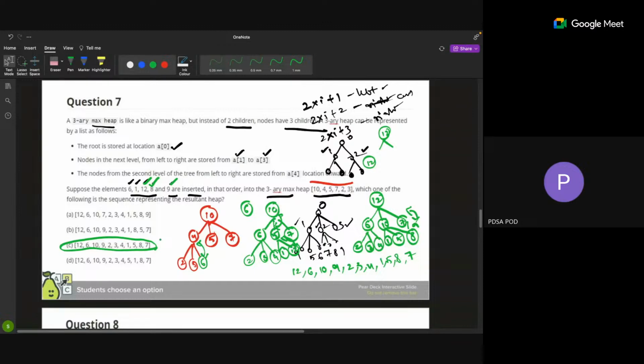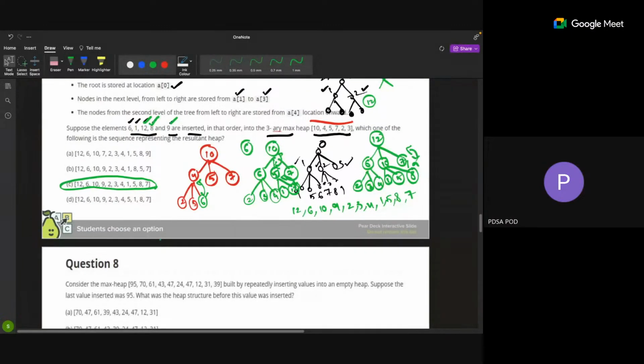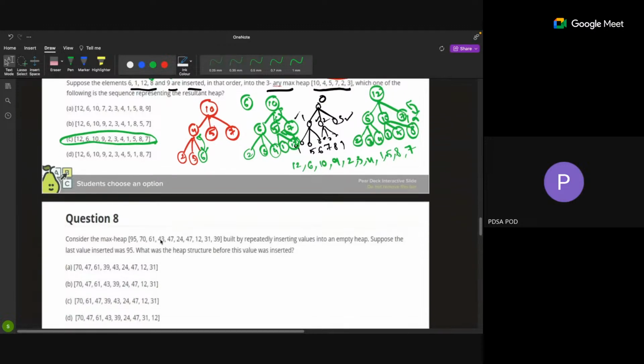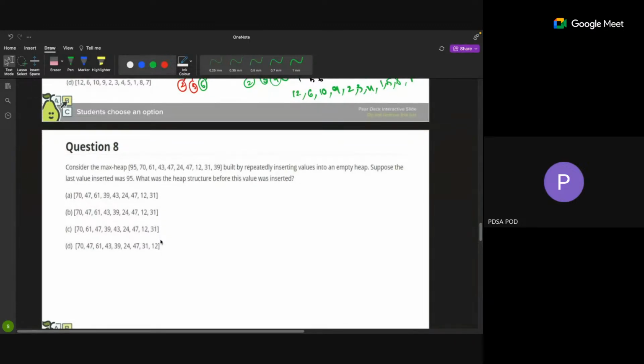Is it clear? Yes, sir. Heaps should definitely be a complete binary tree, then we process for that. So now one more question is given, question number 8. Consider a max heap. It is built by repeated insertion into an empty heap. Suppose the last value inserted was 95. What was the heap structure before the value was inserted?